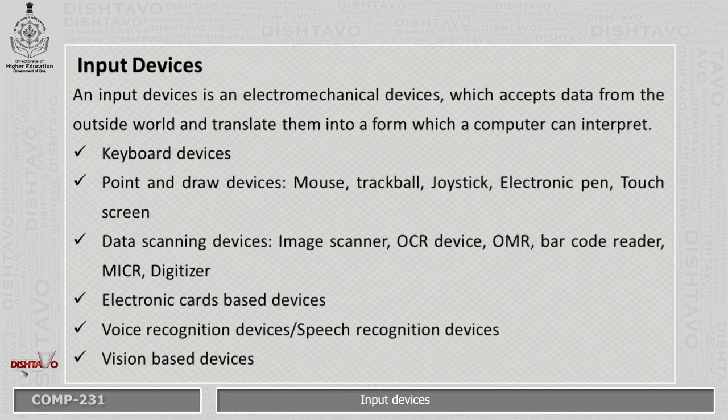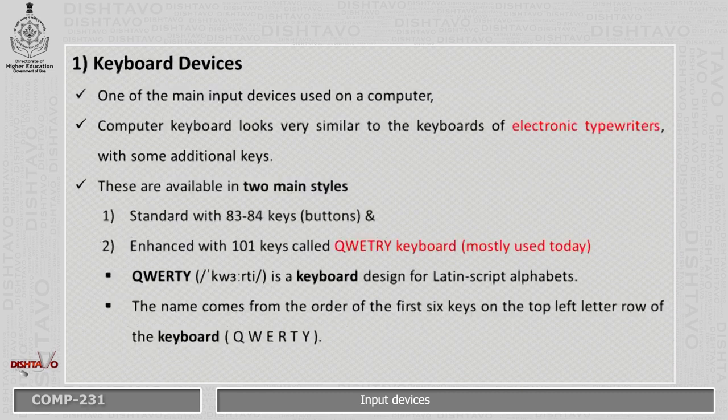Input devices are electromechanical devices which accept data from the outside world and translate it into a form the computer can interpret. There are different devices like the keyboard, point and draw devices like the mouse, trackball, joystick, etc. Data scanning devices like image scanner, OCR device, OMR, barcode reader, etc. are also input devices. Next, vision-based recognition systems and electronic card readers are also types of input devices. Now we'll discuss in detail all these input devices.